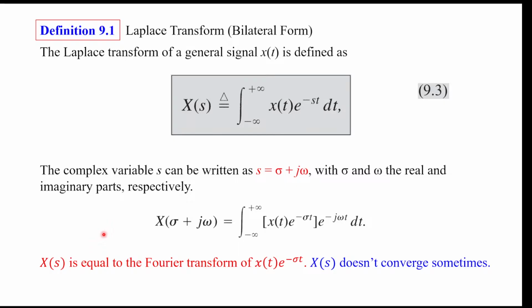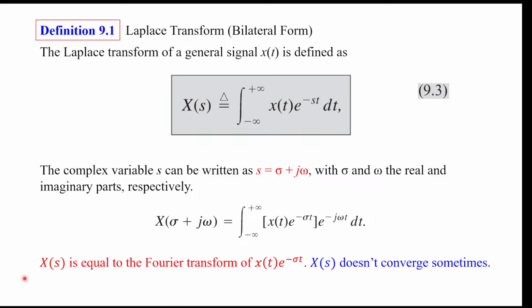I guess then we can go to the Laplace transform, and as we said, the Laplace transform is basically the Fourier transform, but instead of e to the minus j omega, here we have e to the minus s. So instead of a purely imaginary exponent, we have any complex exponent here. So s equals sigma plus j omega.